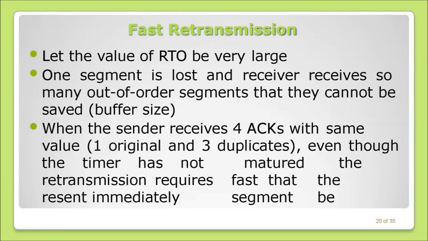Next point, when the sender receives 4 acknowledgements with the same value, 1 original and 3 duplicates, even though the timer has not matured, the fast retransmission requires that the segment be resent immediately. Now in this case, the sender has received 4 positive acknowledgements for the same specific frame and the sender will retransmit. This is called fast retransmission, but the retransmission will be for the specific frame or specific segment.